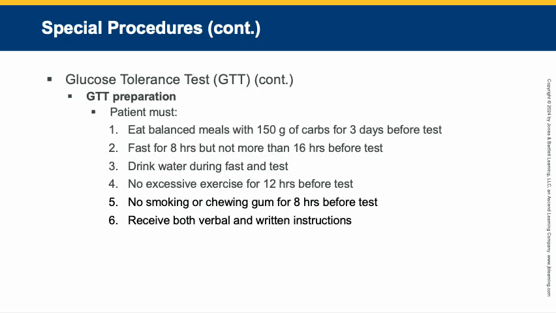Okay, to prepare for a glucose tolerance test, you do need to know what the patient has to do. They have to eat a balanced meal of at least 150 grams of carbohydrates for 3 days before the test. Then, on the day before, they're going to fast for at least 8 hours, but not more than 16 prior to the test. They are allowed to drink water during the fast and during the test to avoid dehydration, and because urine specimens may also be collected. No other food or beverage is allowed.